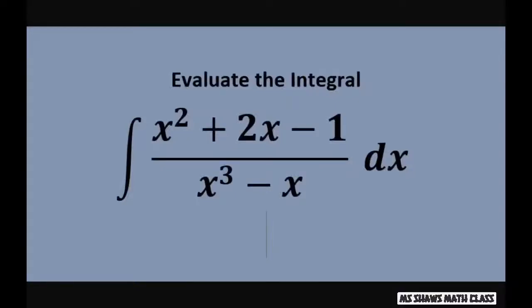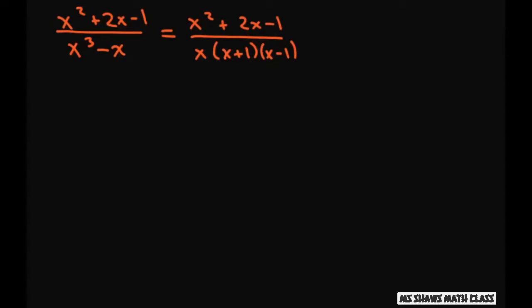Hi everyone, we're going to evaluate this integral and we're going to use partial fraction decomposition to make it easier. So first of all, what you want to do is factor this. Basically, if you have x, factor that out, you get x squared minus 1, and this has that form a squared minus b squared, which equals a minus b times a plus b.